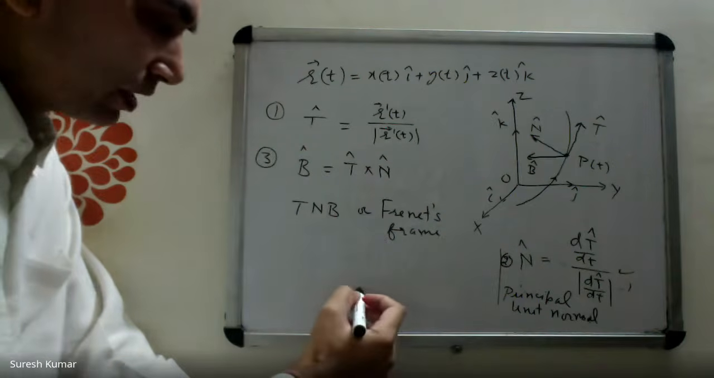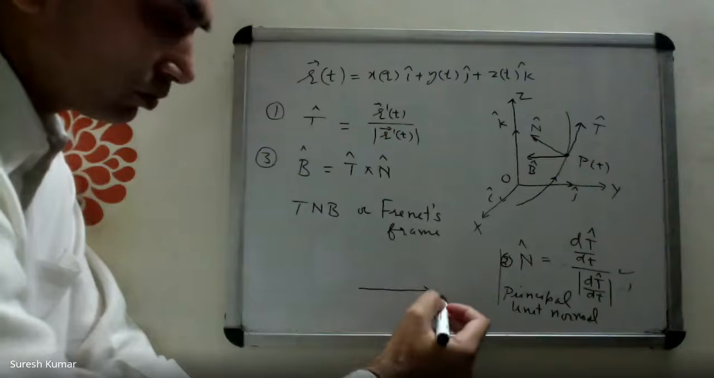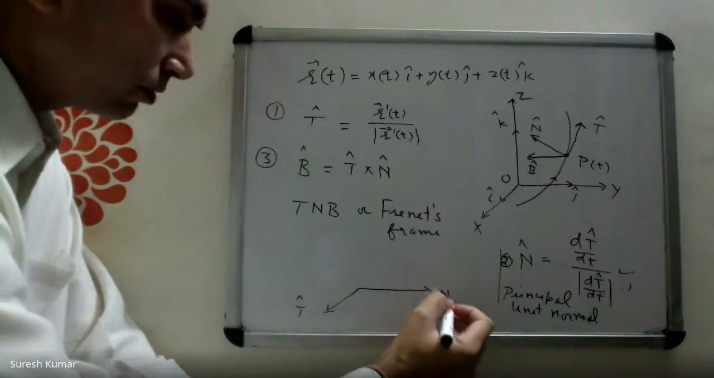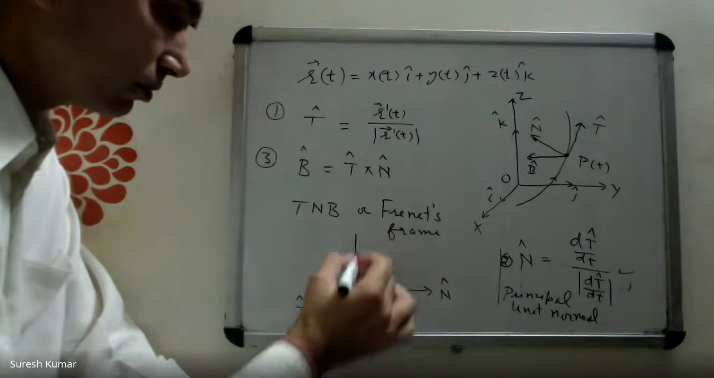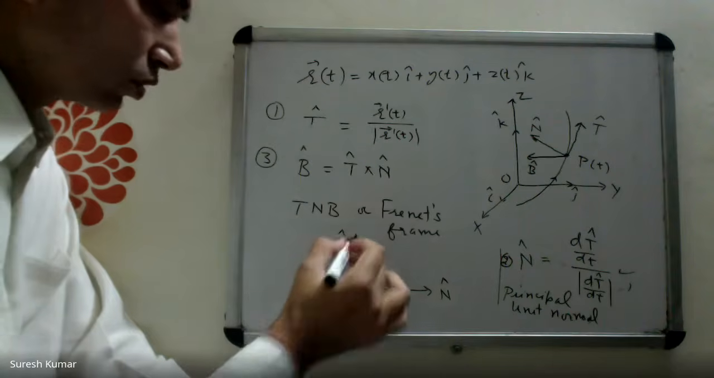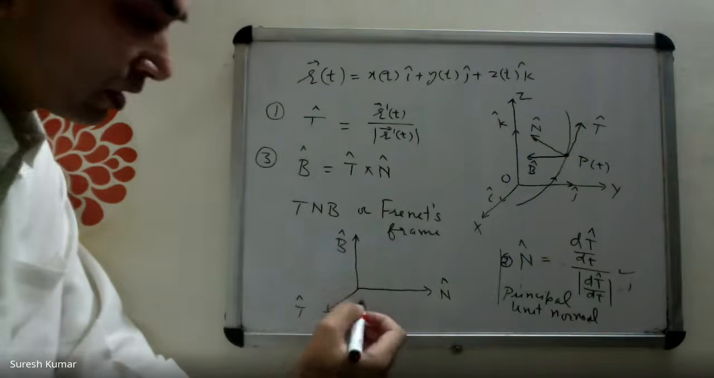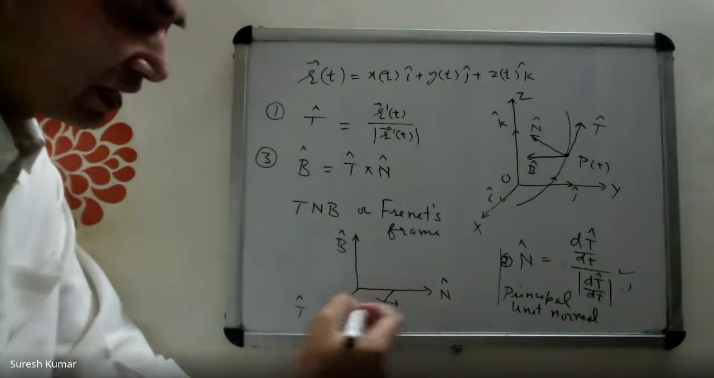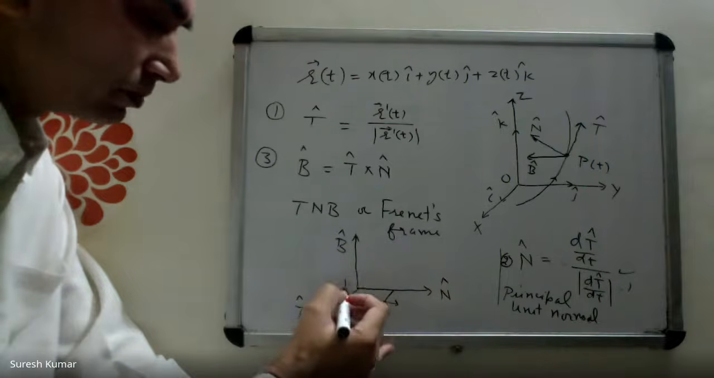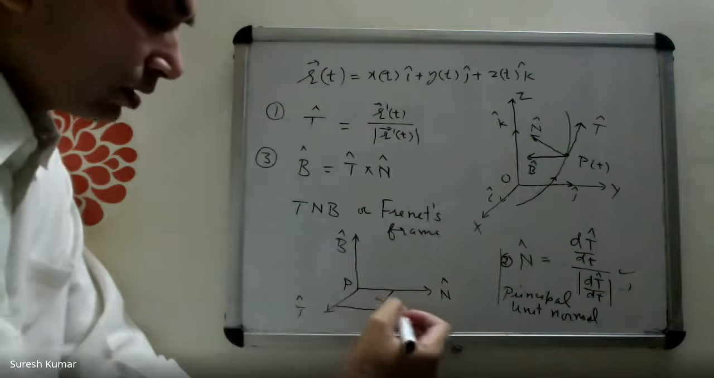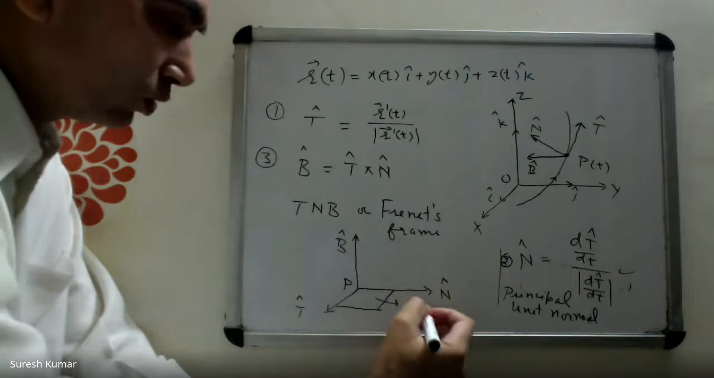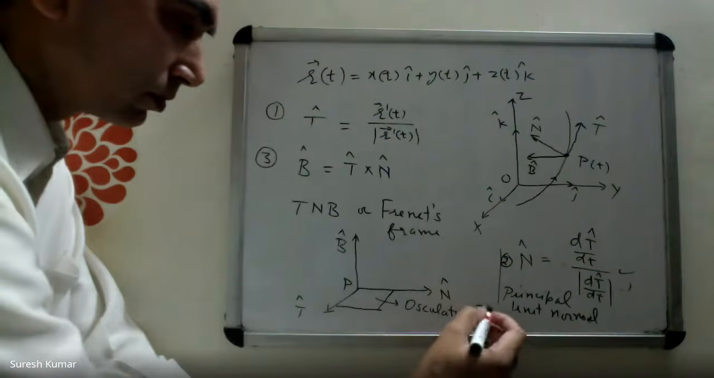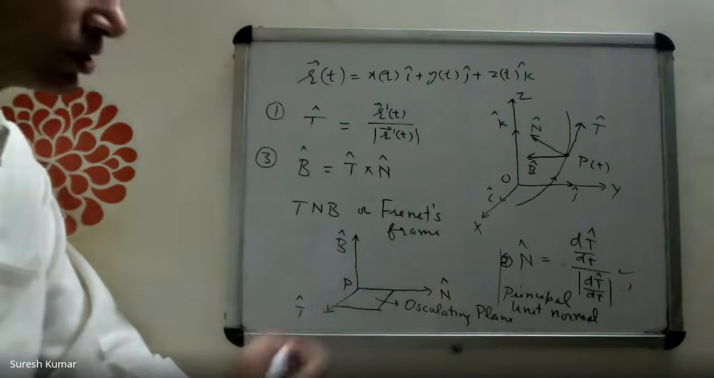Let me show separately and tell you some further nomenclature. Suppose this is T cap, this is N cap, and this is B cap. A mutually orthogonal system of these three vectors. The plane determined by T cap and N cap, this is point P, is called the osculating plane. Please note down this name. The plane of T cap and N cap is called the osculating plane.